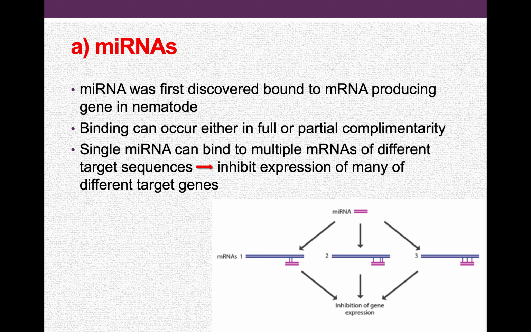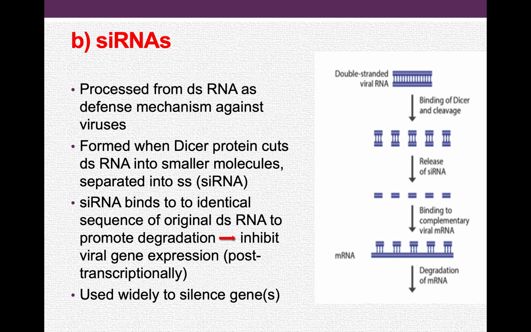So for the microRNAs, they were first discovered bound to an mRNA producing gene in nematodes. Binding can occur with either full or partial complementarity in sequences. A single microRNA can bind to multiple mRNAs of different target sequences, as you can see over here. One single microRNA could bind to different mRNAs. When it binds, it inhibits expression of many different target genes. That means the protein could not be produced later on, or most of the time the gene will not work properly.